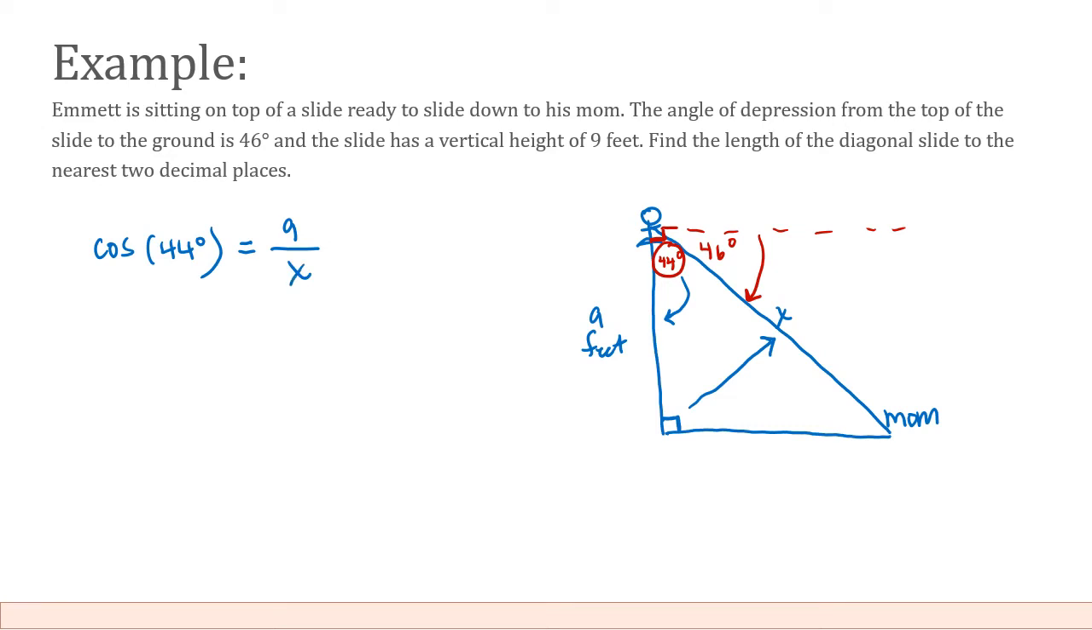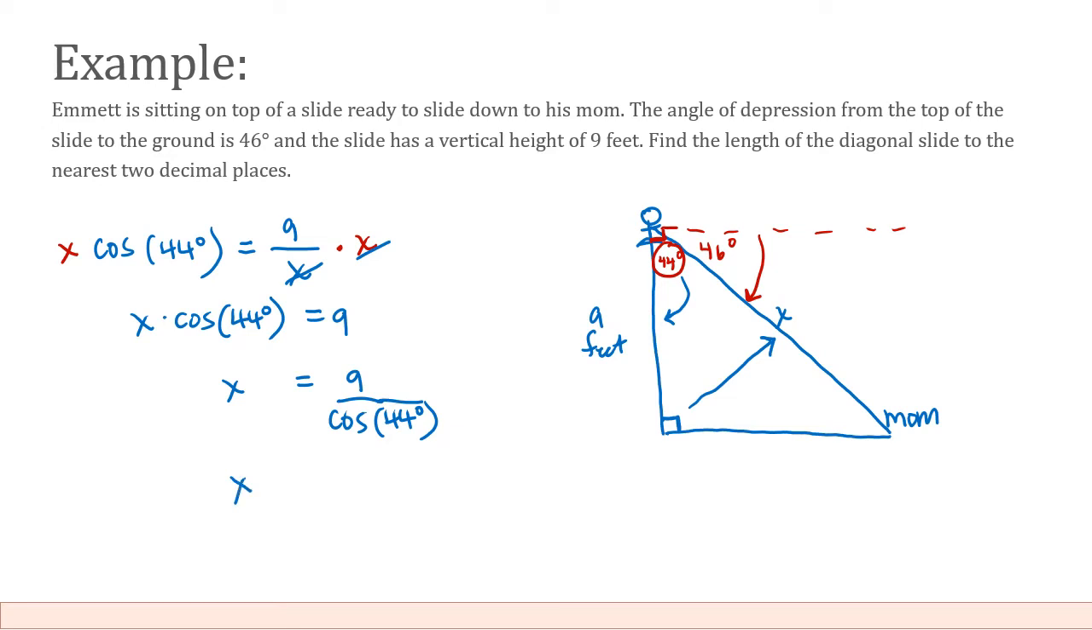And I want to try and get that x by itself. So the first thing I'm going to do is probably multiply both sides by x, because I prefer to not work with fractions if I don't have to. And so I get x times the cosine of 44 degrees is equal to 9. And I'm going to divide both sides by the cosine of 44 degrees. And I'm going to put that into my calculator, making sure that I'm in degree mode.